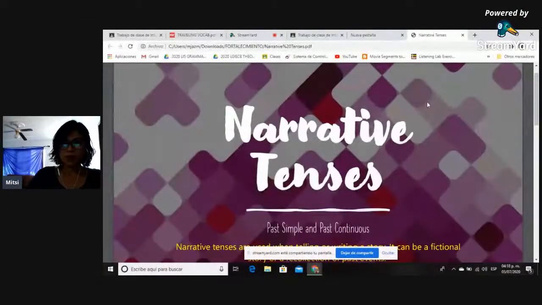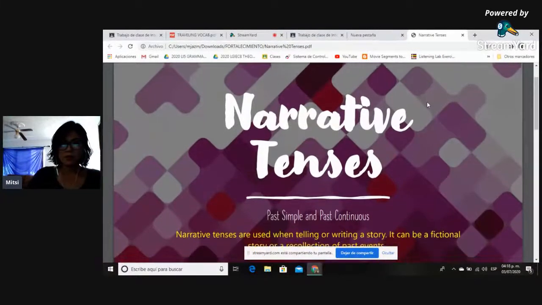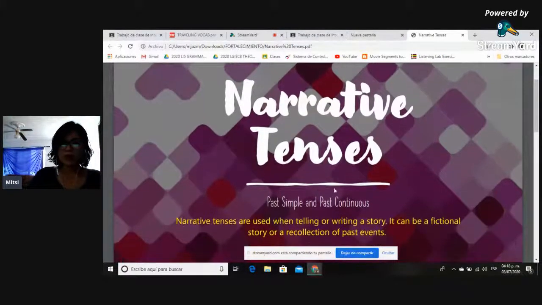Well, now you have the chance to see these two tenses that we're going to be using. Narrative tenses, past simple and past continuous. Now, how do we use them, or why do we use them? Narrative tenses are used when telling or writing a story. It can be a fictional story or a recollection of past events.